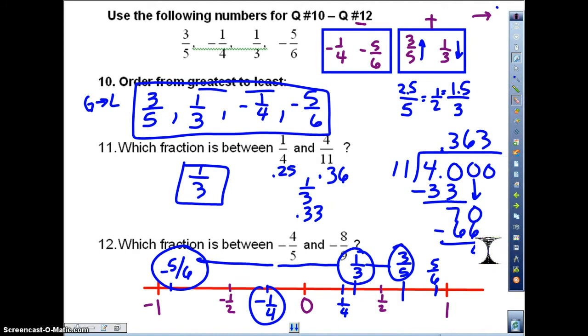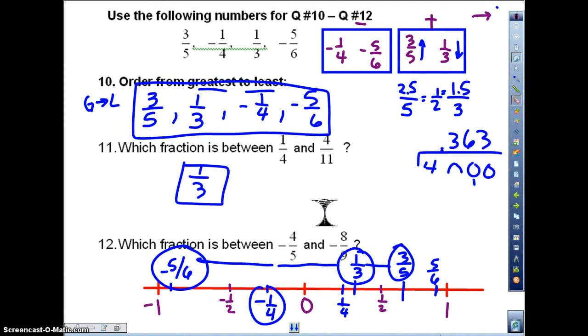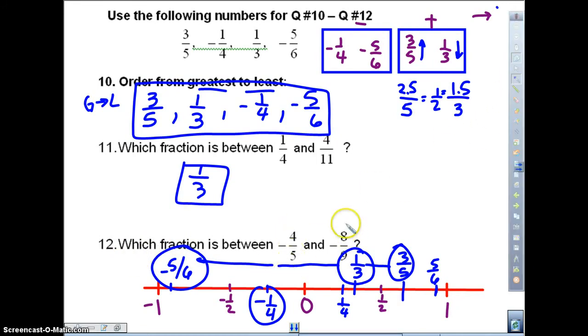All right. Let me erase all of this because it's starting to get kind of busy. The question down here: which fraction is between -4/5 and -8/9? And I've got these two negative fractions. Aren't positive 4/5 and positive 8/9, if you were to graph them on the number line, both bigger than 0? I'm sorry, how do they compare to 1/2? Yeah, they're both going to fall in this section here, okay?